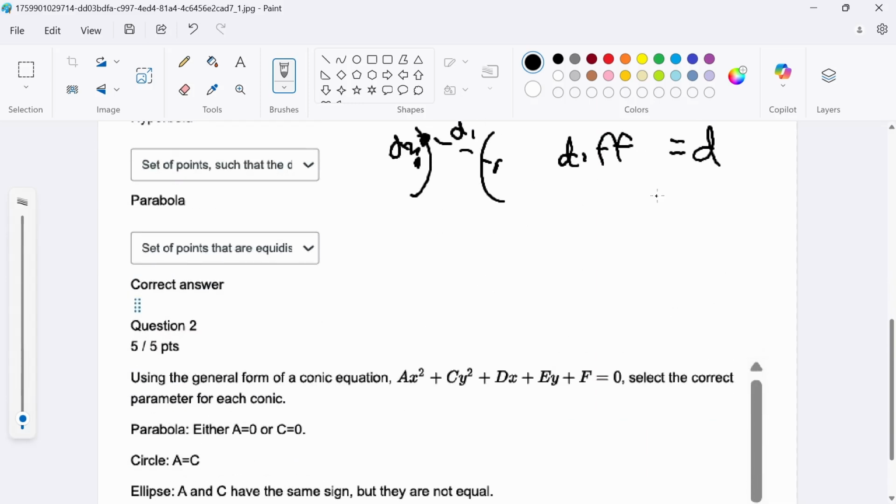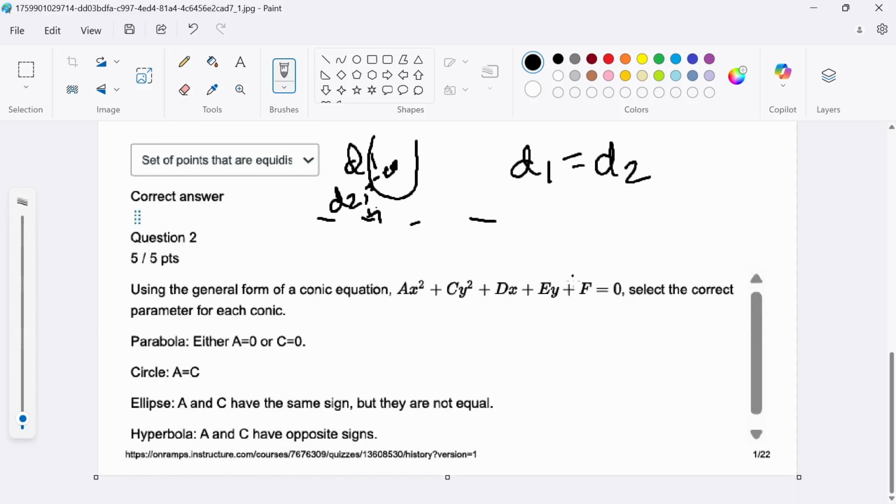Parabola, let's just draw this one. A parabola has a directrix and a focus. And the distance from, I guess they're going to call it the locus, the distance from the focus to a point and the distance from the directrix, the line, and it's perpendicular, those two are equal. D1 equals D2. So those two are equal. That's that question.